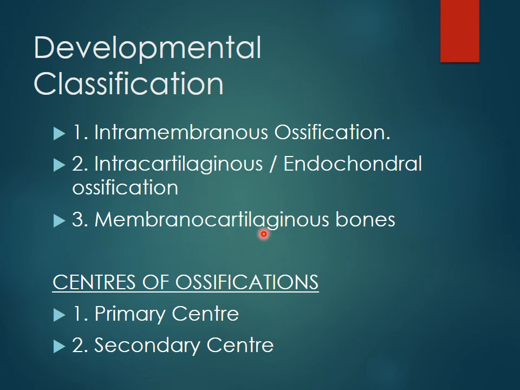There are certain bones which develop by both membranous and cartilaginous ossification. In these bones some parts develop by membranous ossification and the other parts by cartilaginous ossification. Their examples are the occipital bone, the temporal bone and the sphenoid bone. As you will see, these bones have different parts, some developing by cartilaginous ossification and some by membranous ossification.